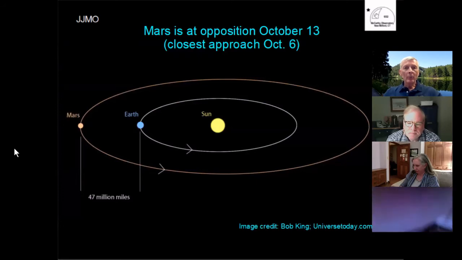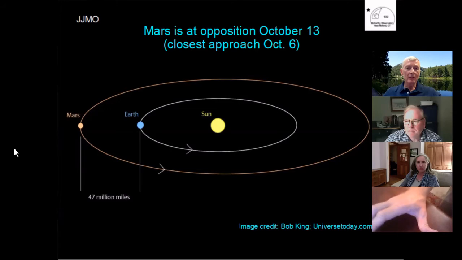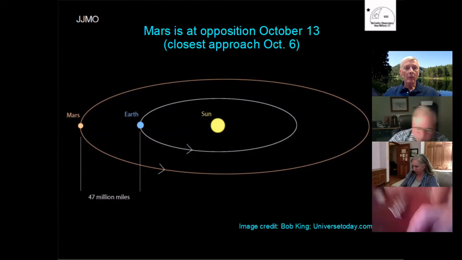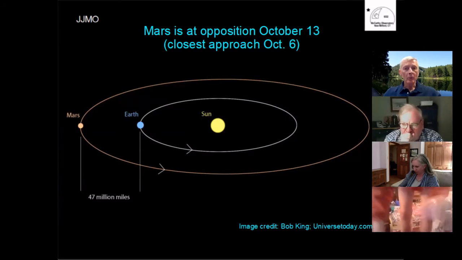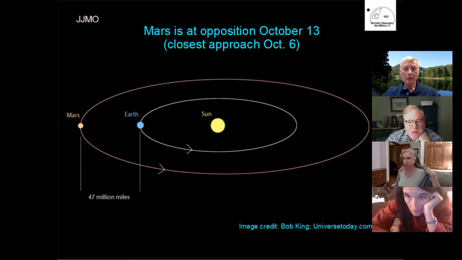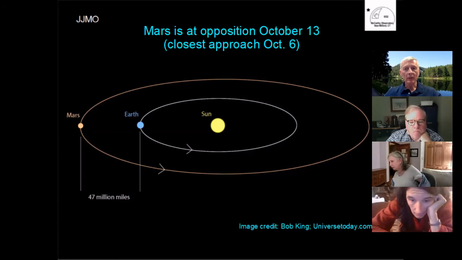Getting back to Mars for a minute, Mars will be at opposition on October 13th. Opposition simply means it's exactly opposite us from the sun. If the planets were in circular orbits, that would also mean that's when it's closest to us, but of course we're in elliptical orbits. So Mars will actually be slightly closer to us on October 6th than it will be on October 13th. But what opposition also means is that the planet will be up all night, rise at sunset, and set at sunrise.